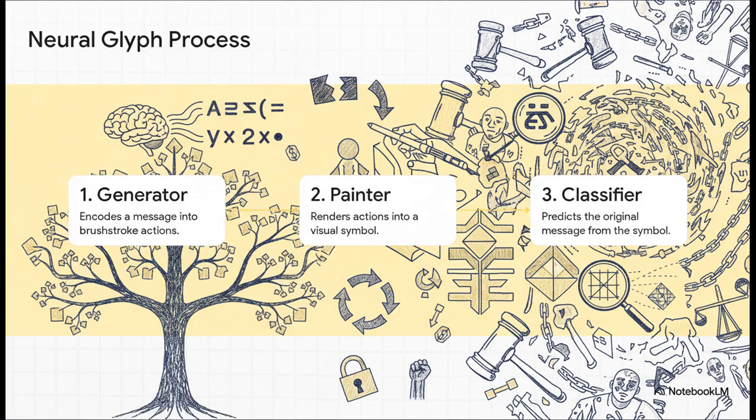And this is a perfect example of a clean, recursive loop in action. There's this AI called Neuroglyph, and it's learning to create a whole new visual language. So first, a generator decides on the brushstrokes. Then a painter turns them into a symbol. And then a classifier tries to guess the original message. If it gets it wrong, the whole loop just starts again, getting a little better, a little more refined with each pass until the language is totally legible. It's a completely self-correcting, self-contained system.